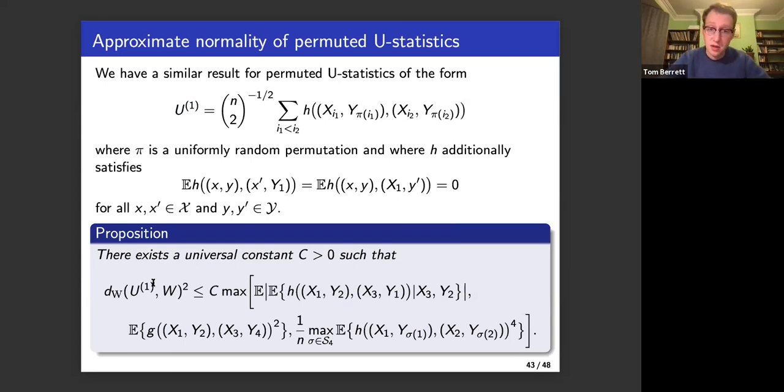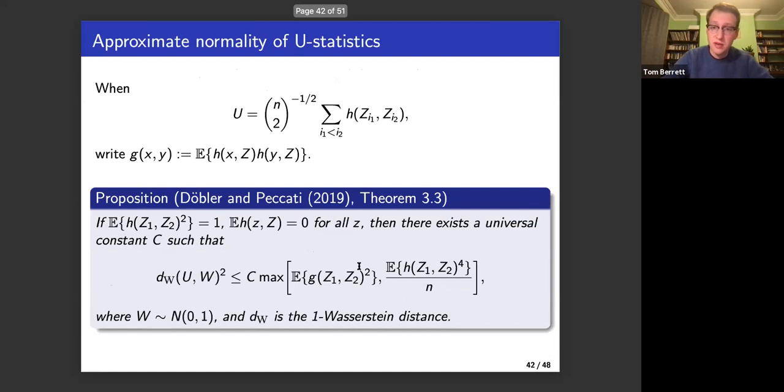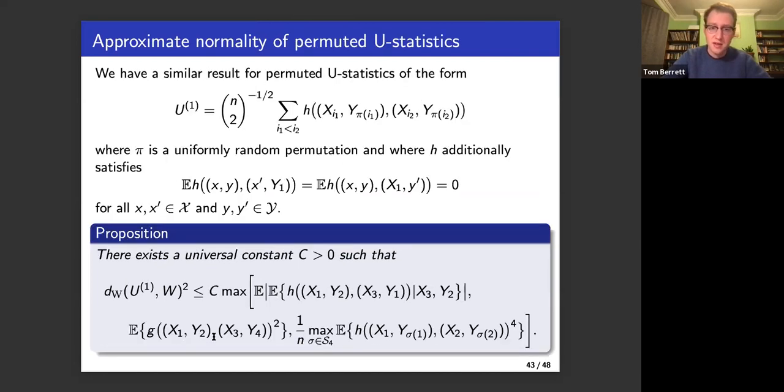Again, this is in the Wasserstein distance, and we prove this using Stein's method. But this has a similar form to the previous bound. So we have a G function here and a fourth moment of H. We have both of these terms here again, and then there's another term that comes from the permutations.